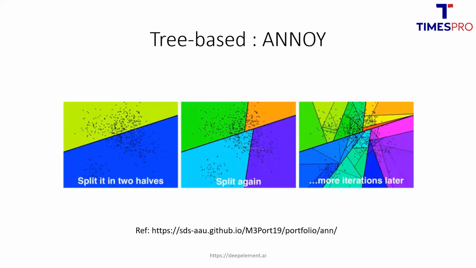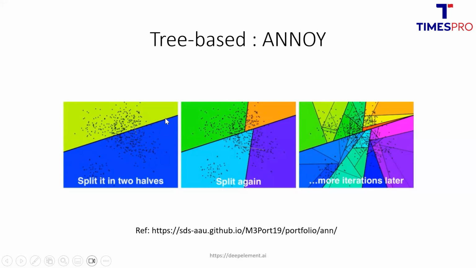Here, the way they construct the tree is you start with the root node. A root node represents your entire data set, meaning it contains all the data points in the data set. Now, the way you create the subnodes of the root node is by finding a random hyperplane which cuts the space into two halves.